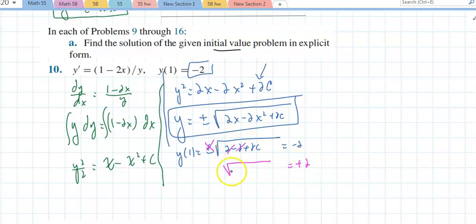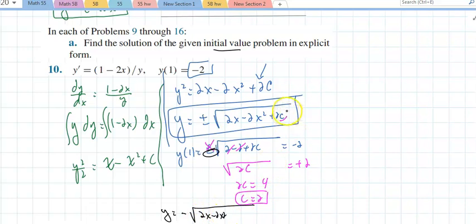A square root can never equal a negative. Square both sides, I'll get a 4. I will say c equals 2. And guess what? If I throw a 2 in there, I could say that the solution to this problem is that y equals, and what did we agree on? Negative the square root of 2x minus 2x squared. If you put a 2 in there, that would be a 4.